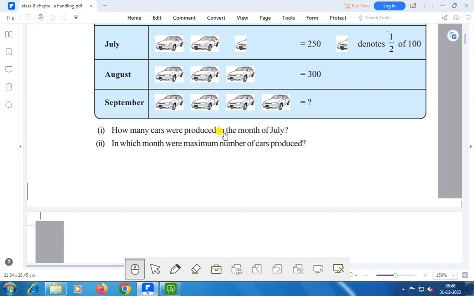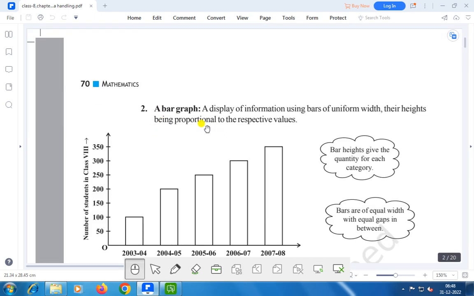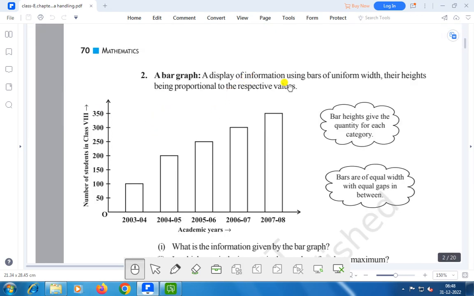How many cars were produced in the month of July? That is 250. In which month were the maximum number of cars produced? That is in the month of September. Right? A bar graph. A display of information using bars of uniform width, their heights being proportional to their respective values.